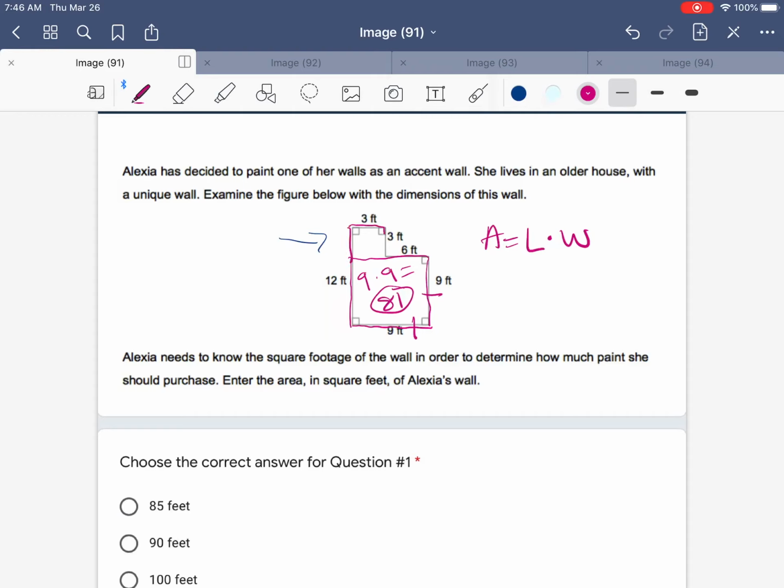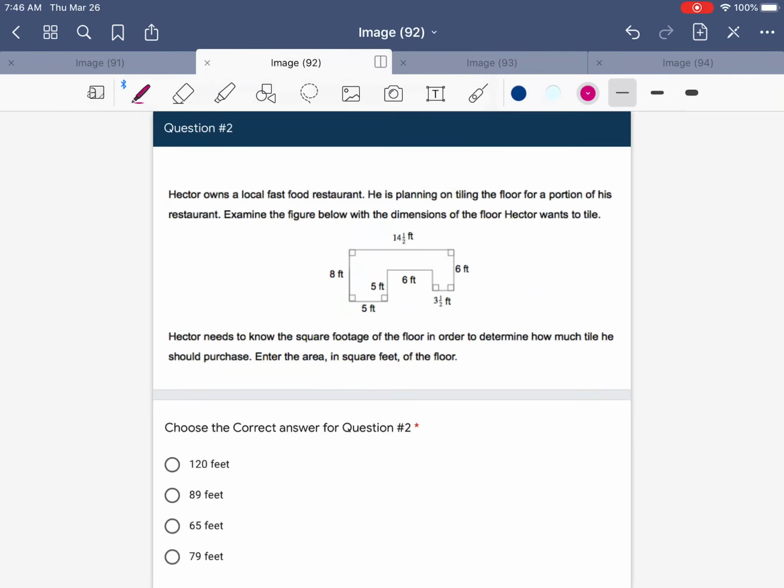The smaller one we can see is right here, and we can tell that one of its lengths is 3 and the other length is 3. So its area would be 3 times 3, which is 9. So we know that the area in that one is 9. Now we just have to take the 81 plus the 9 together to find the answer. And that is how you do number 1.